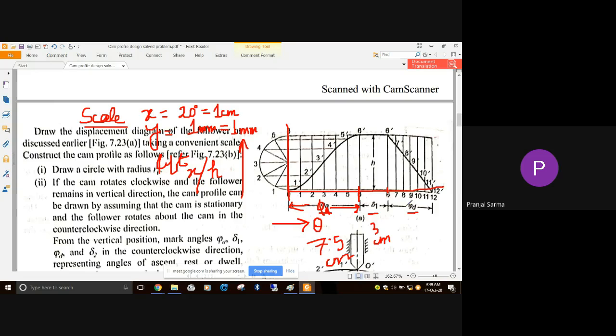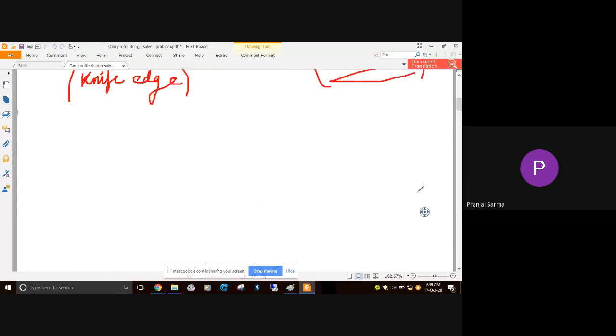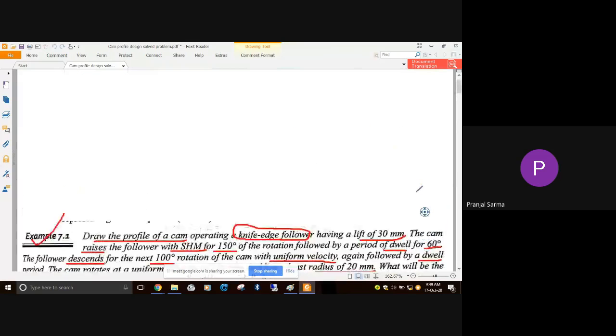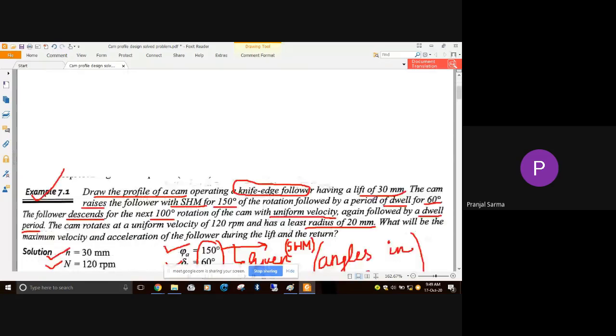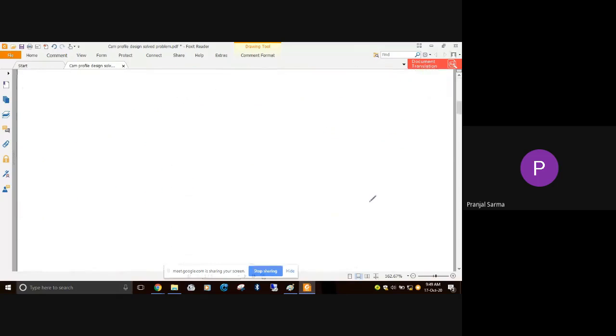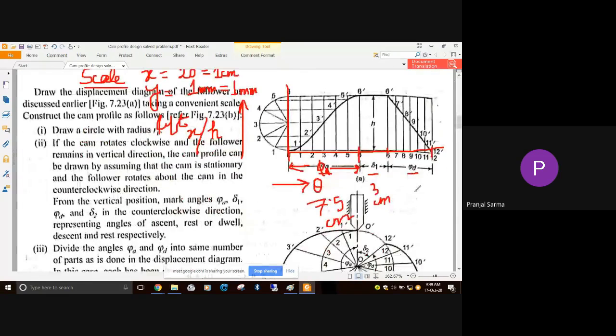Similarly, next is our descent stroke angle, and that is given as 100 degree. So 100 degree is the next stretch. That means I have to mark here up to 5 centimeter. And after that, delta 1, phi D, those things we will mark.